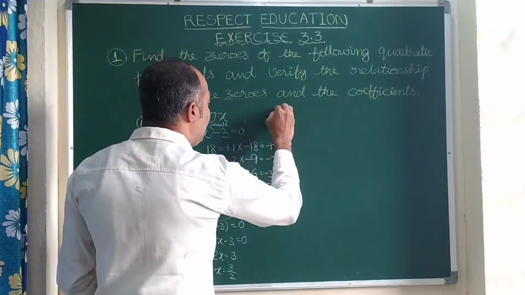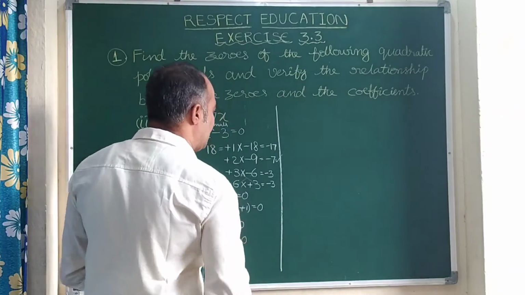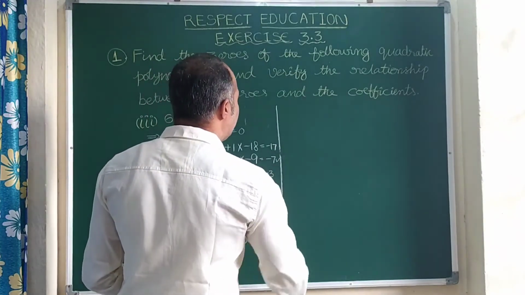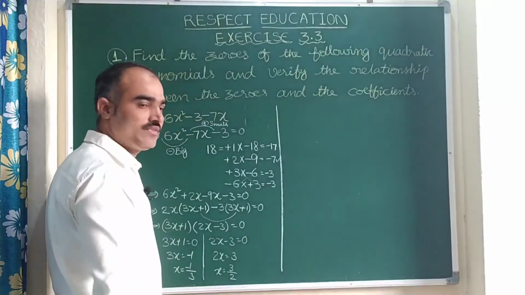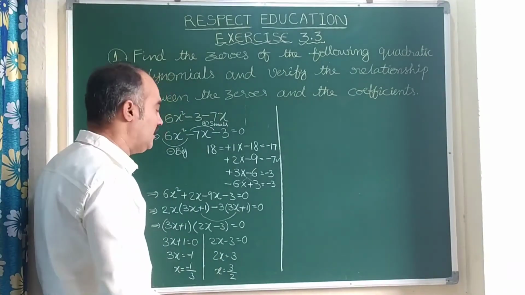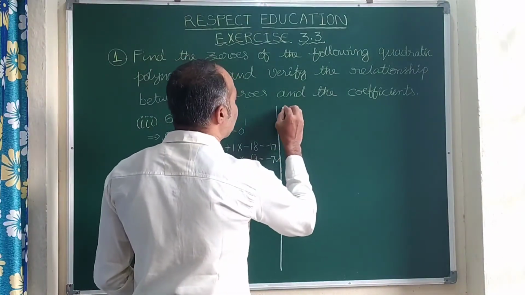Now here we need to verify the relationship between the zeros and the coefficients. Now we found the zeros. Zeros are ready. Now we are finding the relationship.